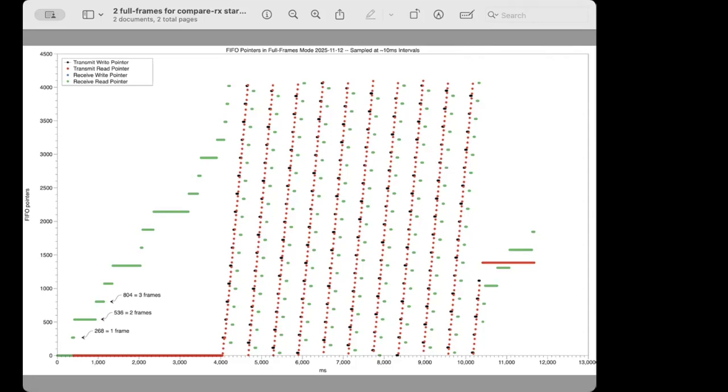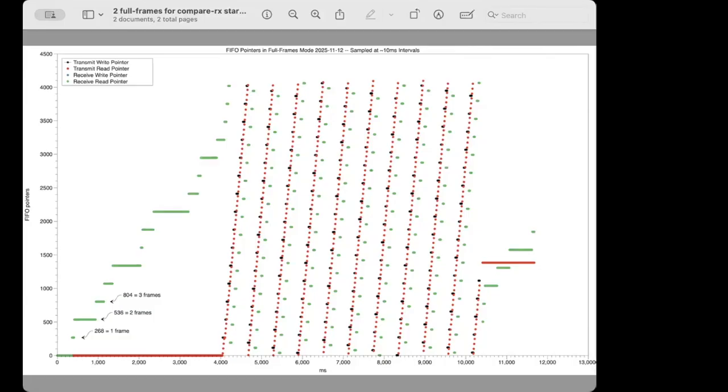And the red, remember that's the transmit read pointer, is not jumping a frame at a time. It's metering out the data little by little, which is what we expect to have happen. Because that's how transmit works.